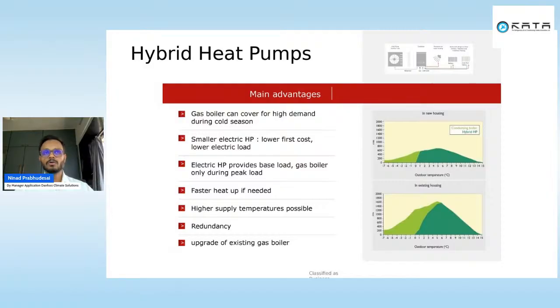Also, sometimes if your heating requirement is faster, like let's say you need it in 5 minutes instead of 10 minutes, then you can use this secondary heat source as a boost for it. So there are multiple benefits, and that can be utilized when we go for hybrid heat pumps.